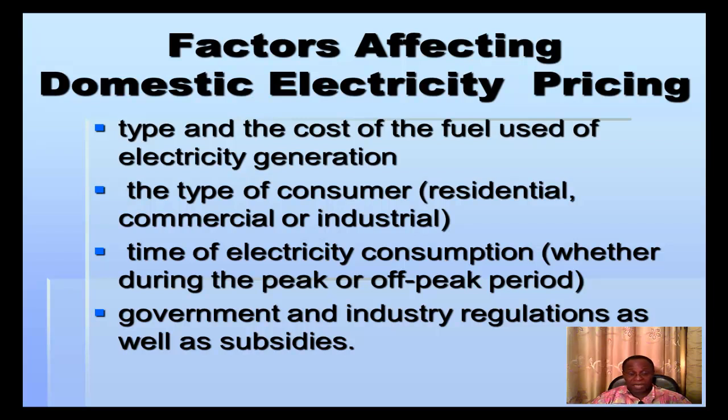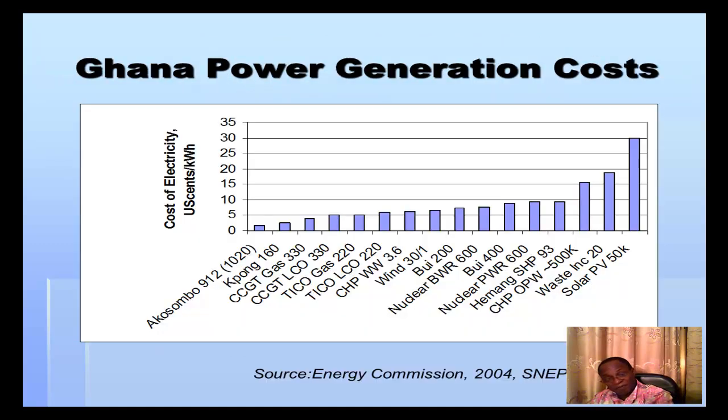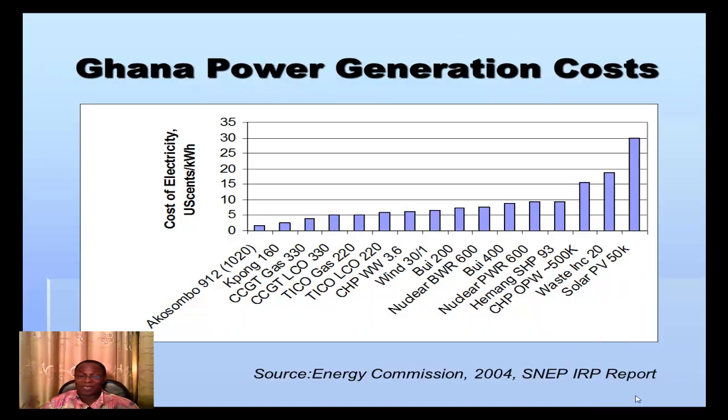Now, at the end of the day, it's government and industry regulations as well as the subsidies that derive from these regulations and policies. Because as I said earlier, government decides whether they want to cross-subsidize and whether they want to cross-subsidize from industry to residential or from residential to industry. That's a choice that governments make. And they live with the consequences, as indeed we are in this part of the world.